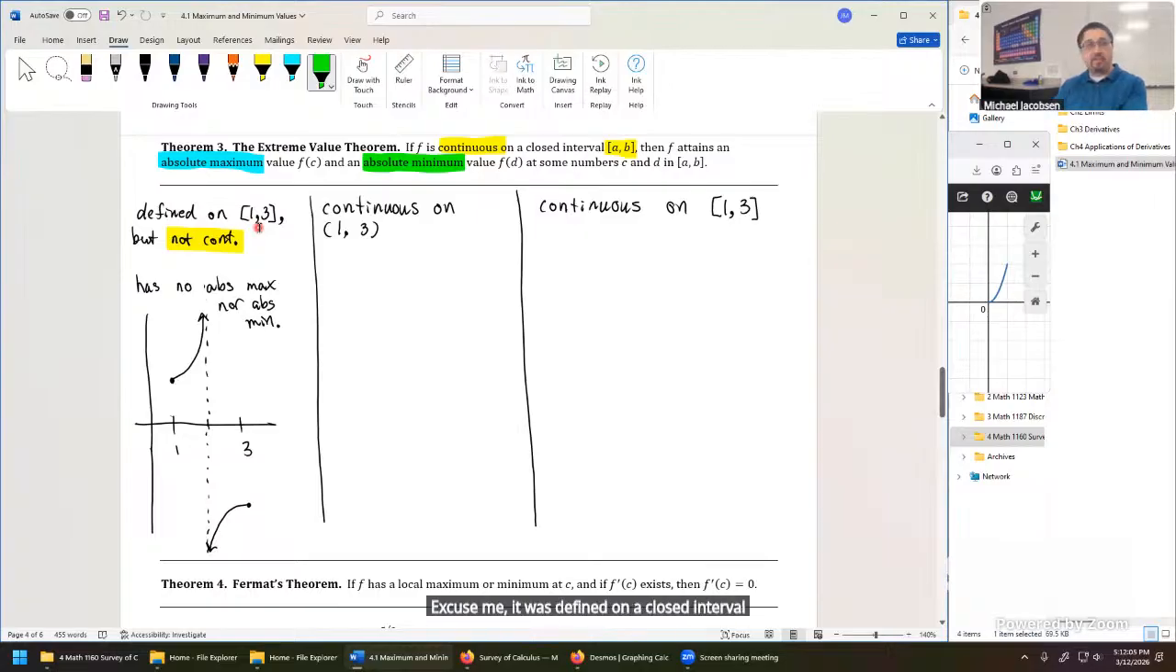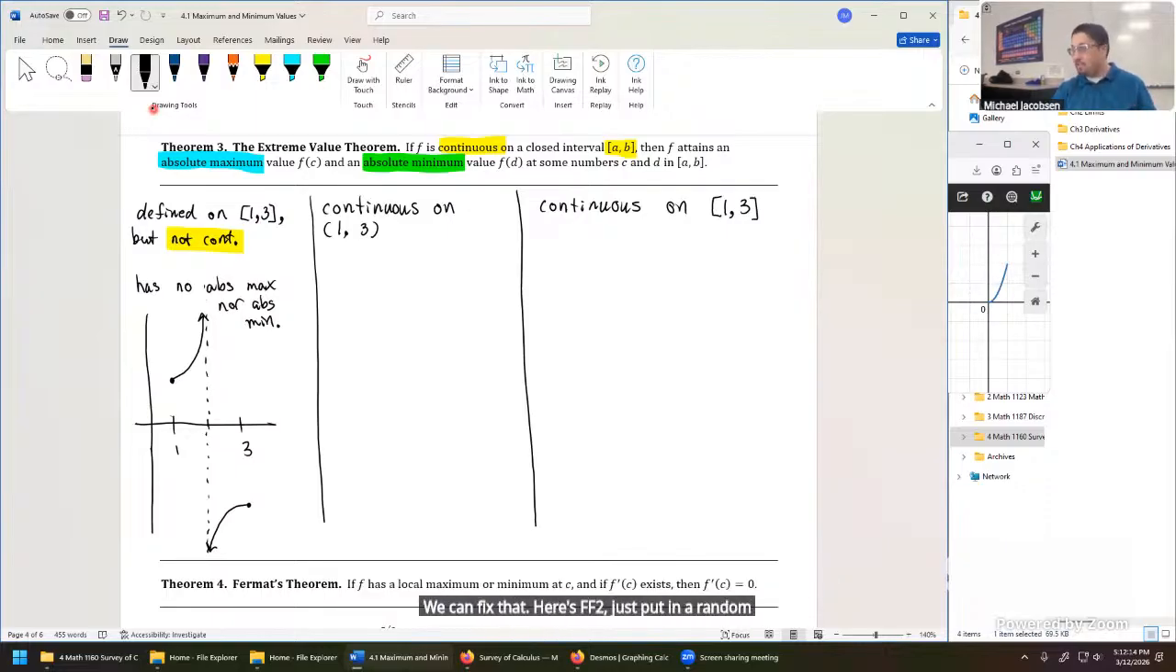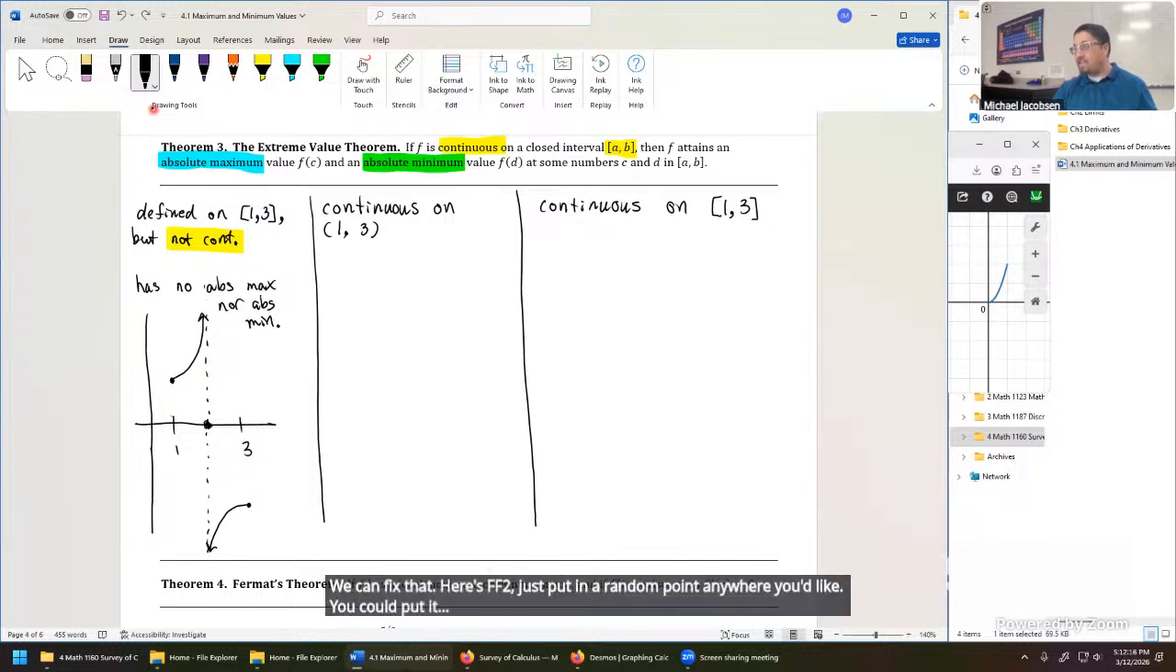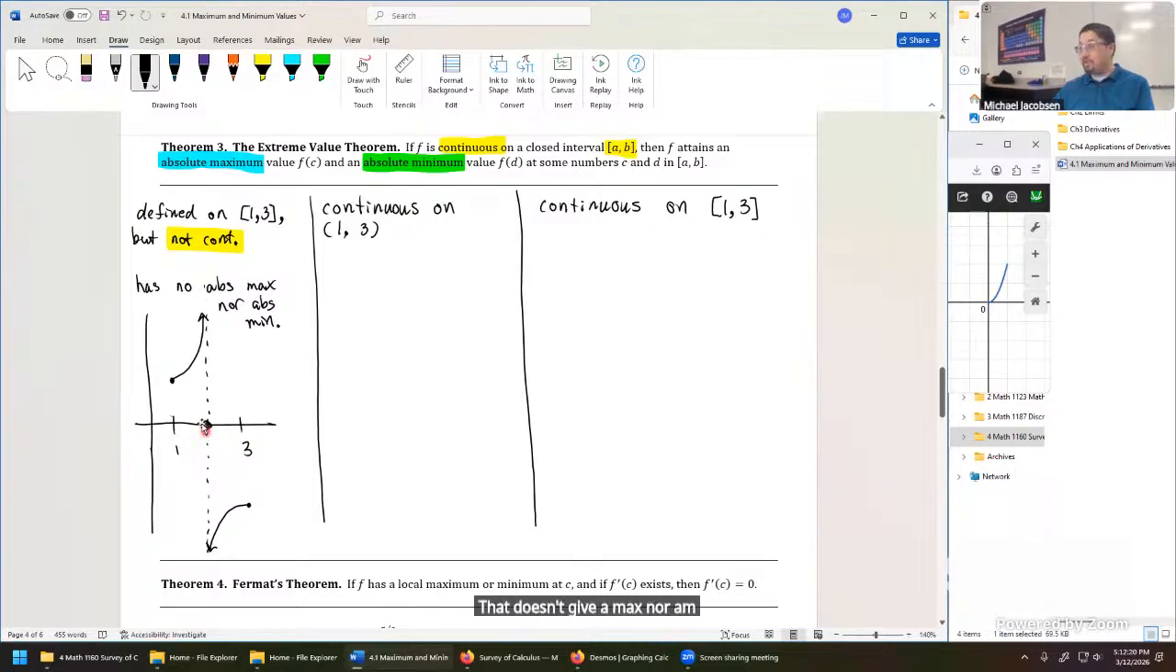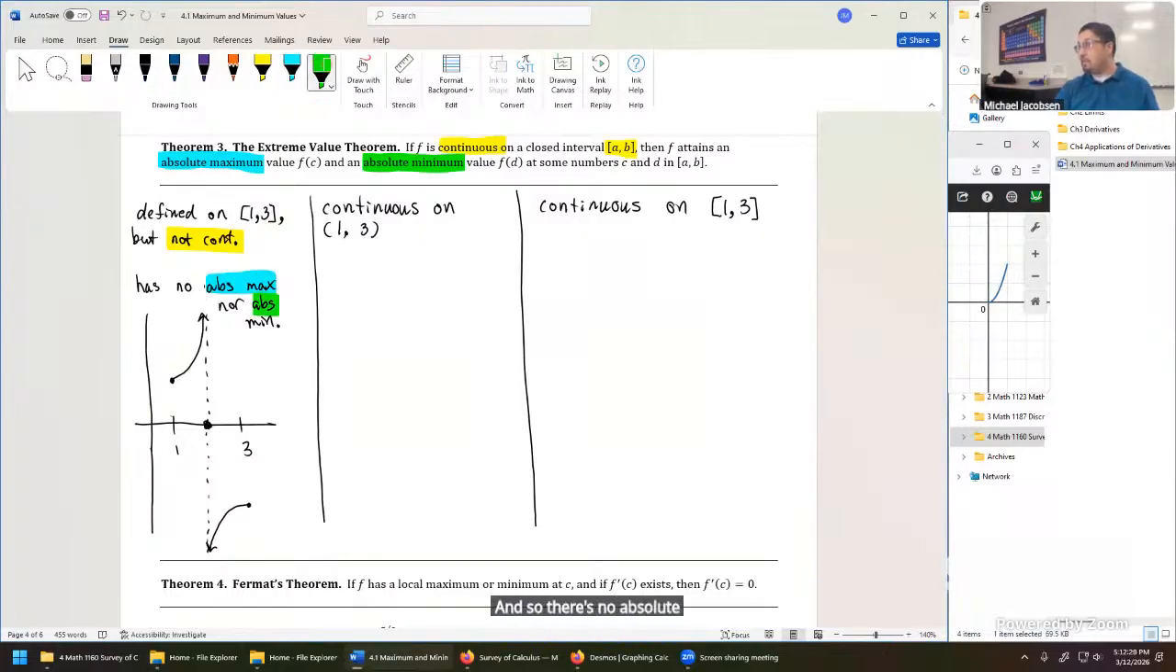It was defined on a closed interval. You know, it's not fully defined, is it? It's missing one spot. f of 2 is undefined. But we can fix that. Here's f of 2. Just put it at a random point anywhere you'd like. You could put it right on the x-axis if you like. That doesn't give a max nor min whatsoever because there's higher values, there's lower values. And now it's defined on the entire closed interval. And so there's no absolute max, no absolute minimum whatsoever on that graph.